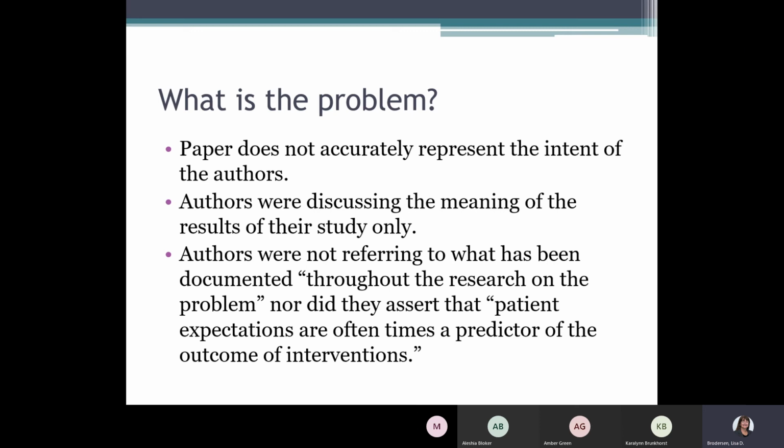And the other thing is that the use of the terminology throughout the research on the problem, that's kind of a clue to readers that there should be the citation of multiple sources that would follow a claim like that. So if you assert that there is evidence throughout the literature about a problem, then citing several sources of that evidence or possibly a systematic review is necessary in order to warrant that claim. Okay.